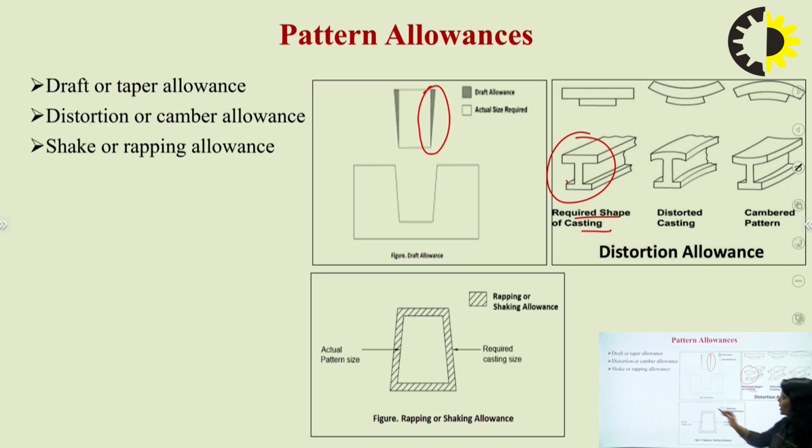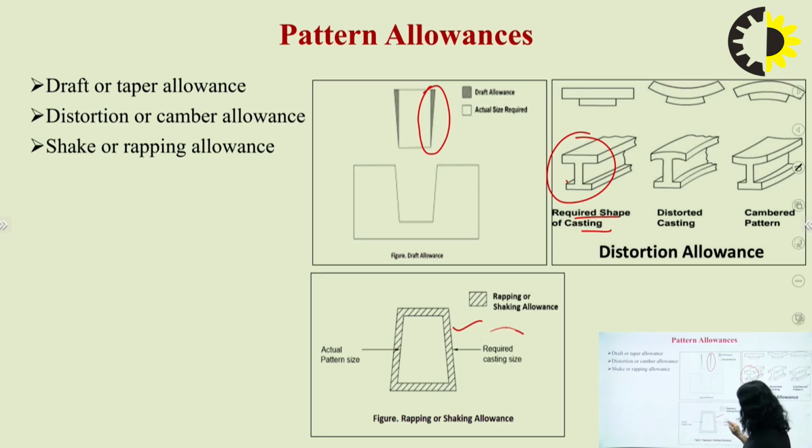Last one is the shake or the wrapping allowance. When we remove the pattern from the sand, we will shake it with the help of the mallet. During the shaking or wrapping, the cavity will become large in size. So we have to provide the negative allowance here, meaning we have to make the pattern smaller than the required casting. This is the only case where the negative allowance will be provided.